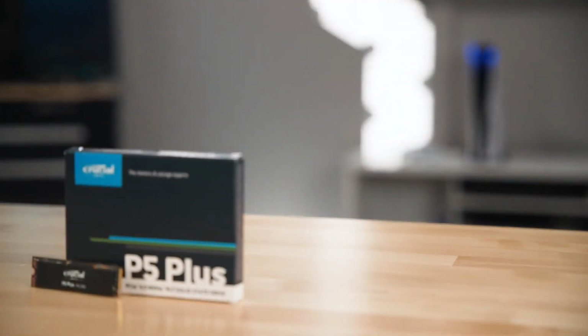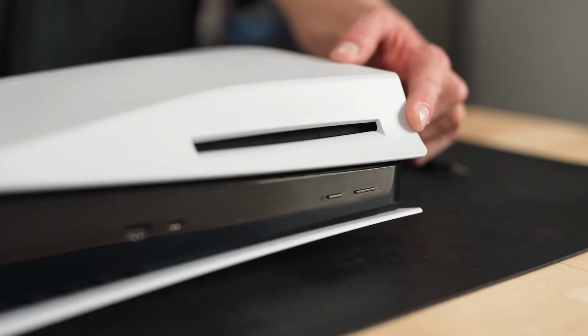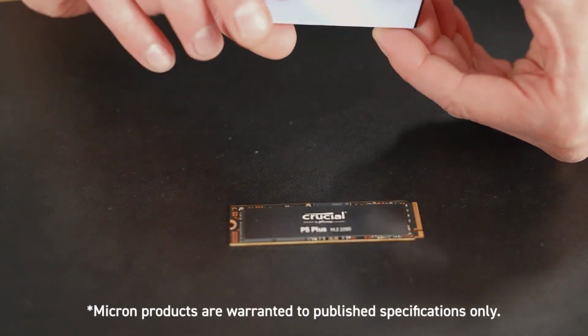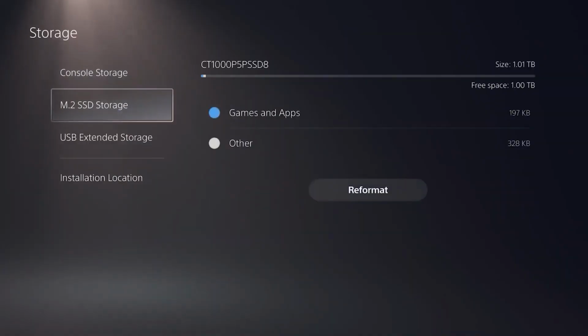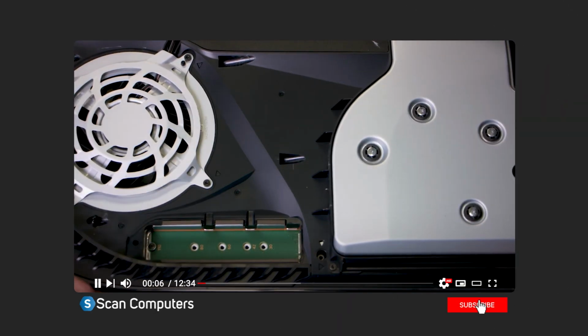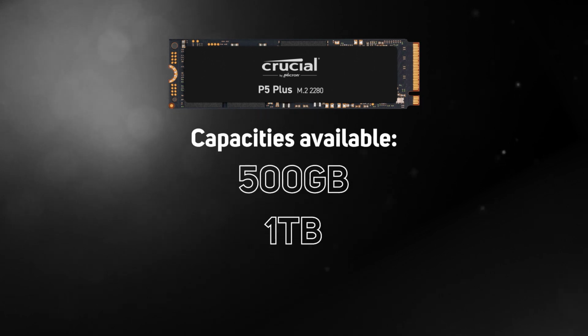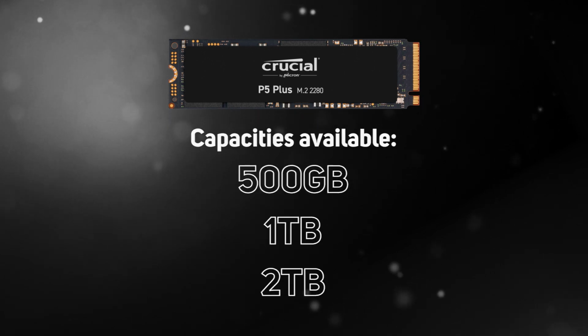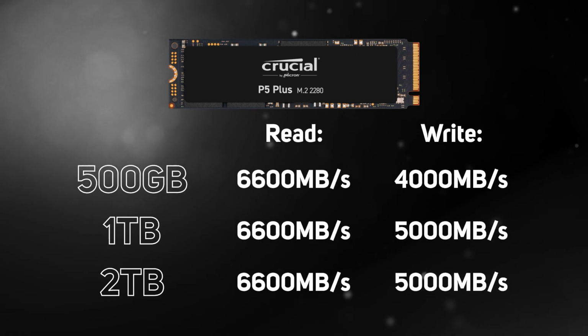And it's also worth noting that the P5 PLUS is compatible with PlayStation 5 if you add a heatsink, as you can now add in your own extra SSD, allowing you to easily increase your internal storage. And we've made a video on that if you want to check it out. The P5 PLUS comes in capacity options of 500GB, 1TB and 2TB, all offering read speeds of up to 6,600MB/s, and write speeds of up to 5,000MB/s for the 1 and 2TB drives.